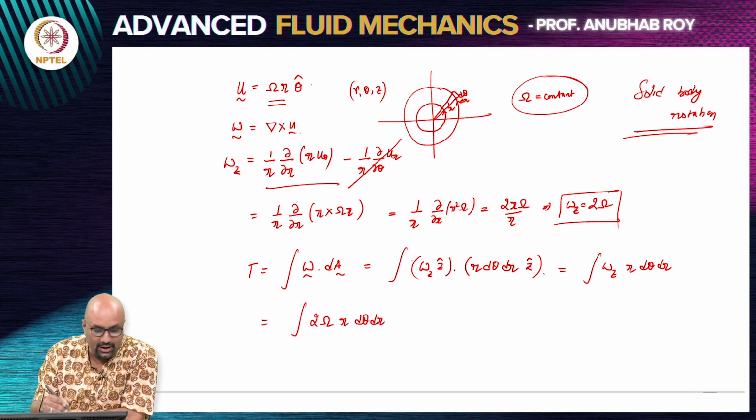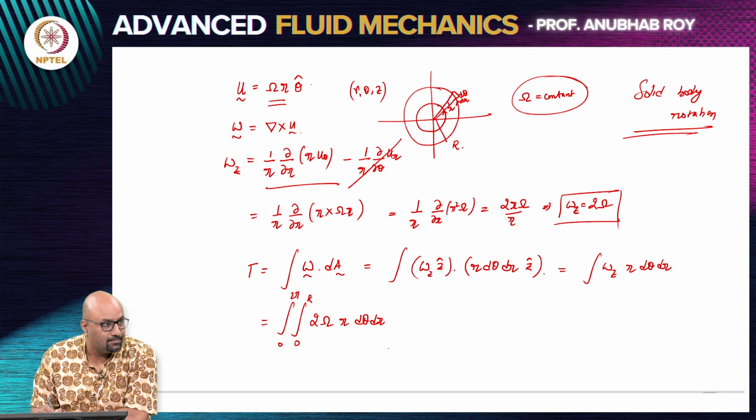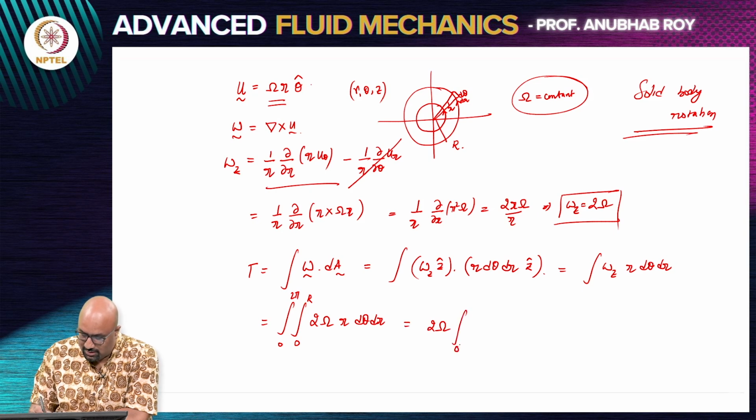Now, I need to choose a region over which I am doing this calculation. So, let me choose to calculate the circulation over a circular patch of radius capital R. Let us try to calculate the circulation, which means the domain of integration for r will be 0 to capital R, and the domain of integration for theta obviously remains 0 to 2 pi. So, 2 omega is a constant, I pull it outside and then I have 0 to 2 pi d theta, 0 to capital R, r dr.